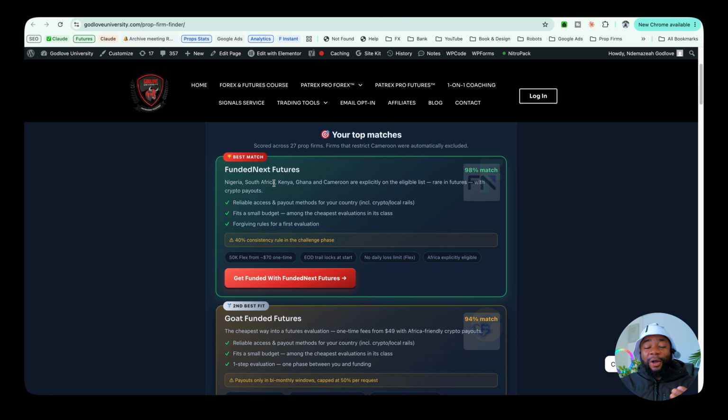It's right there. I got almost about $500,000 in payout from futures prop firms. And the good thing is, I traded with what? I traded with my Cameroon details. I have my Cameroon ID card right here.